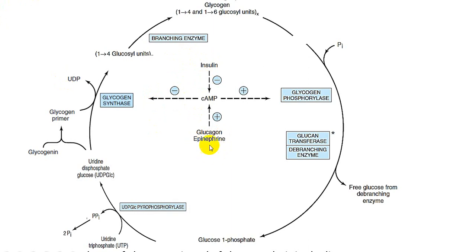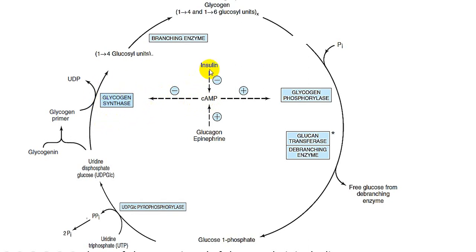glucagon, and epinephrine. Now have a look at this compound, cyclic AMP, adenosine monophosphate. It is very important for the enzyme glycogen synthase. I'm speaking about just this side. Therefore, cyclic AMP is a very important parameter affecting the glycogen synthase enzyme. This compound always decreases the activity of the enzyme.